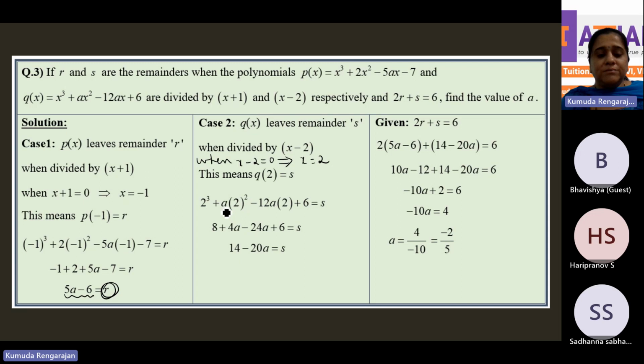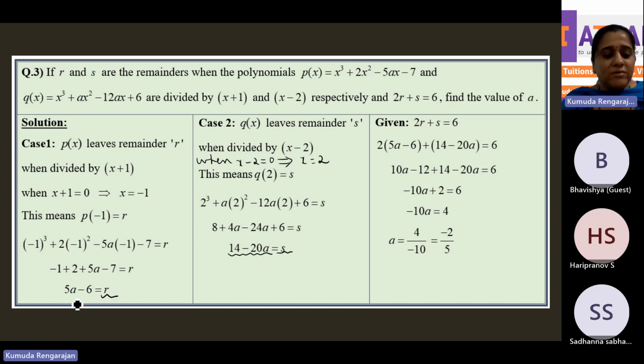On the other side, 2 squared is 4, and 4 into a is 4a. 2 cubed is 8. And here it's 24a plus 6 is equal to s. So on simplifying this, you get the remainder s given by the expression 14 minus 20a.